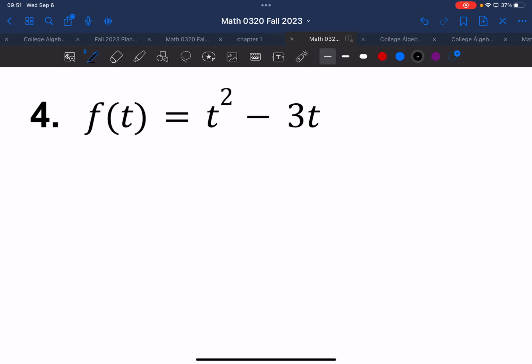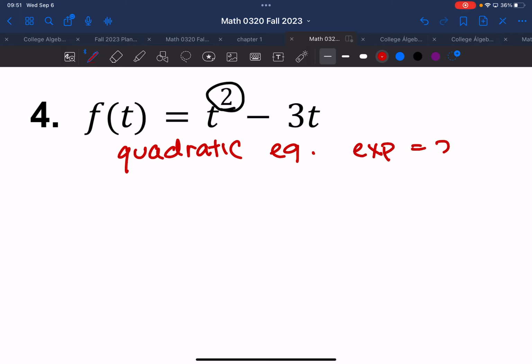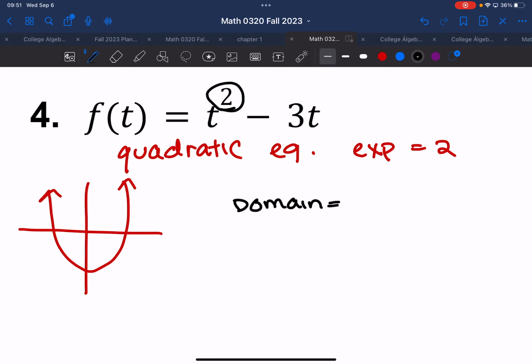So in these cases, and it's most cases when you see this squared here, when you see that squared in a function, that means we're dealing with a quadratic equation. We know that because of the exponent of 2. Quadratic equations either look like a right side up u or an upside down u. The domain for these functions is always all real numbers, every single time. So the domain is equal to all real numbers.